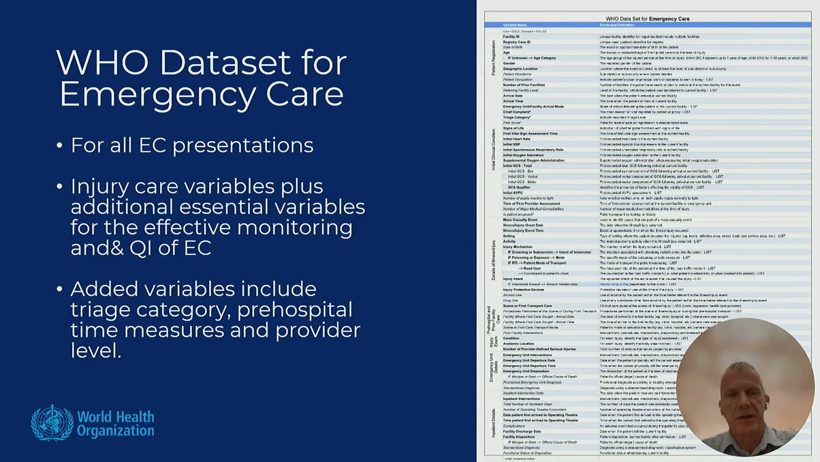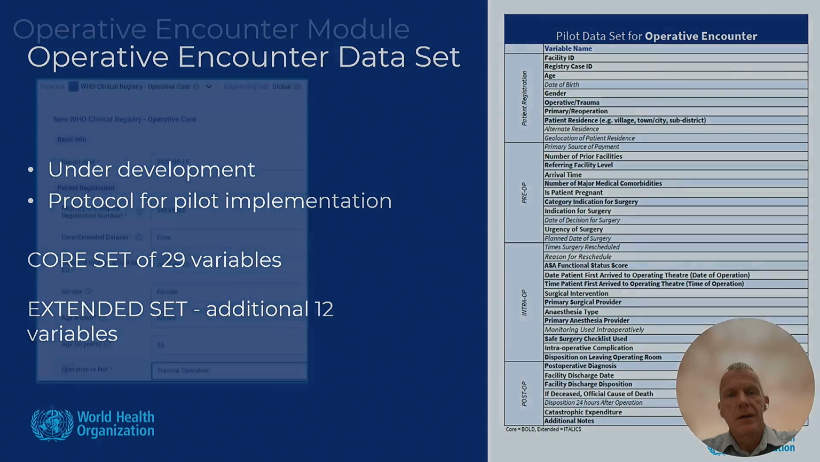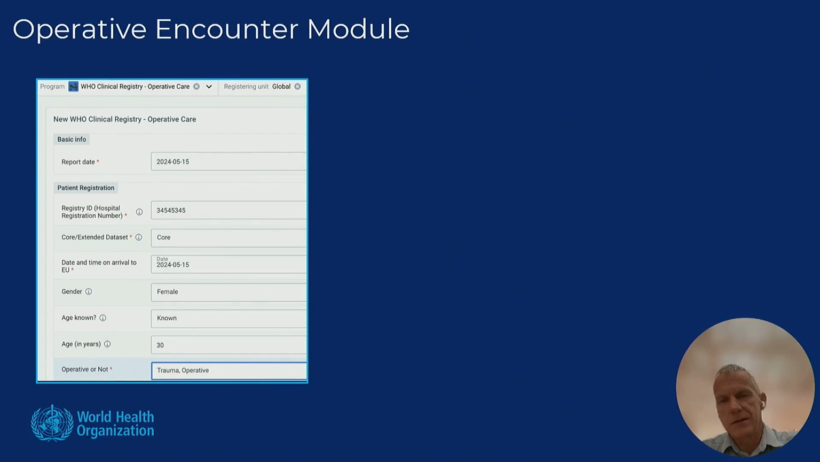The core data set has been added to for the data set for emergency care. Slightly more variables, including triage, pre-hospital time, and the pre-hospital provider. And then the operative encounter for use in the operating theatre, it's got 29 core variables and 12 extended. And this is the sort of thing that you would see if you were entering data in this example on the operative encounter module. It takes you through a series of free text and drop down. We try to keep the free text to a minimum so that the data dictionary can be used.